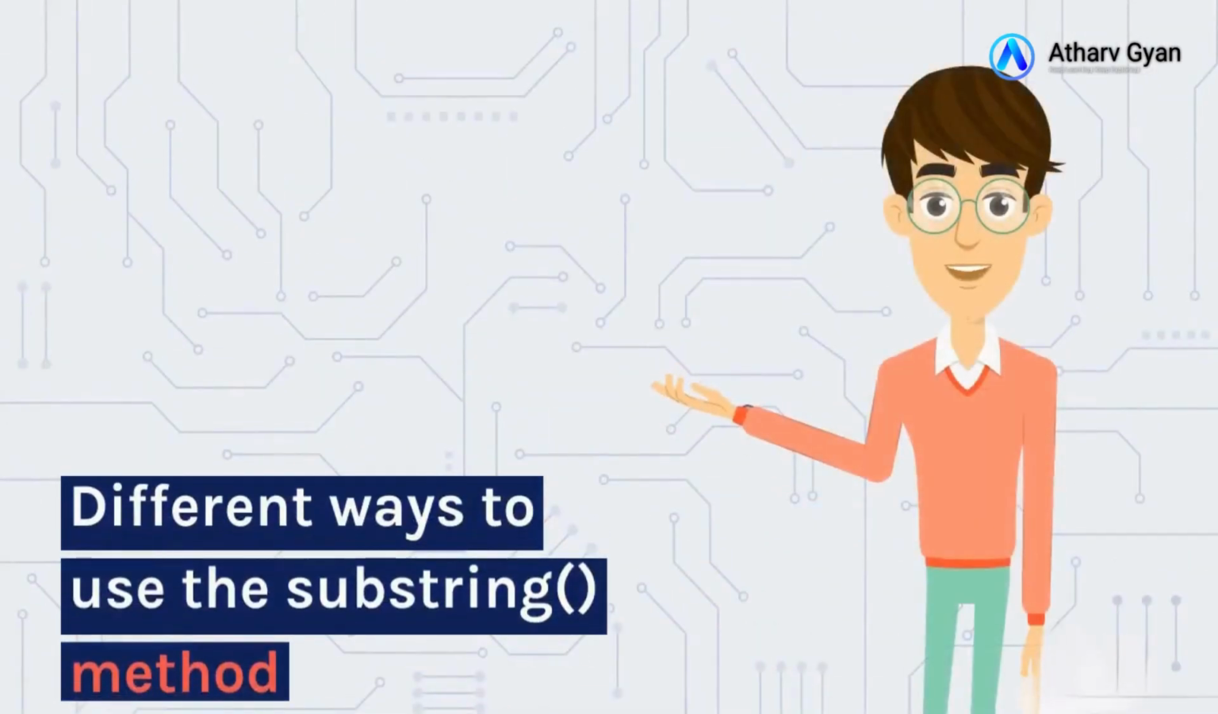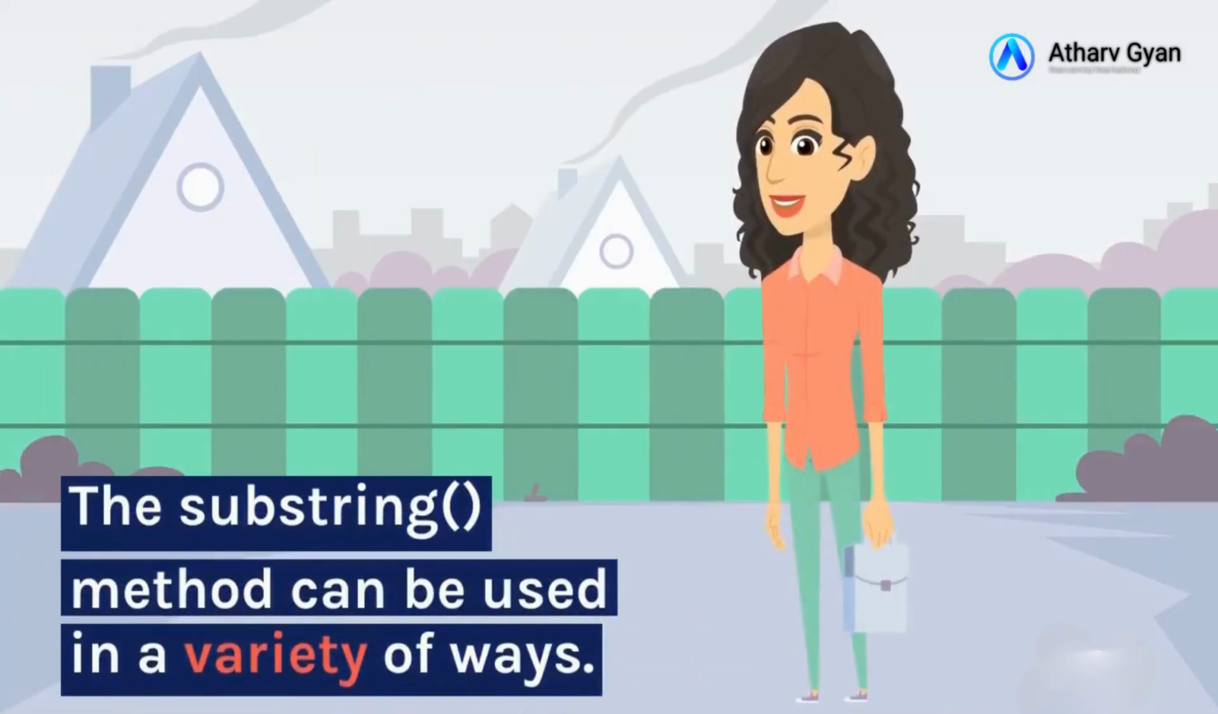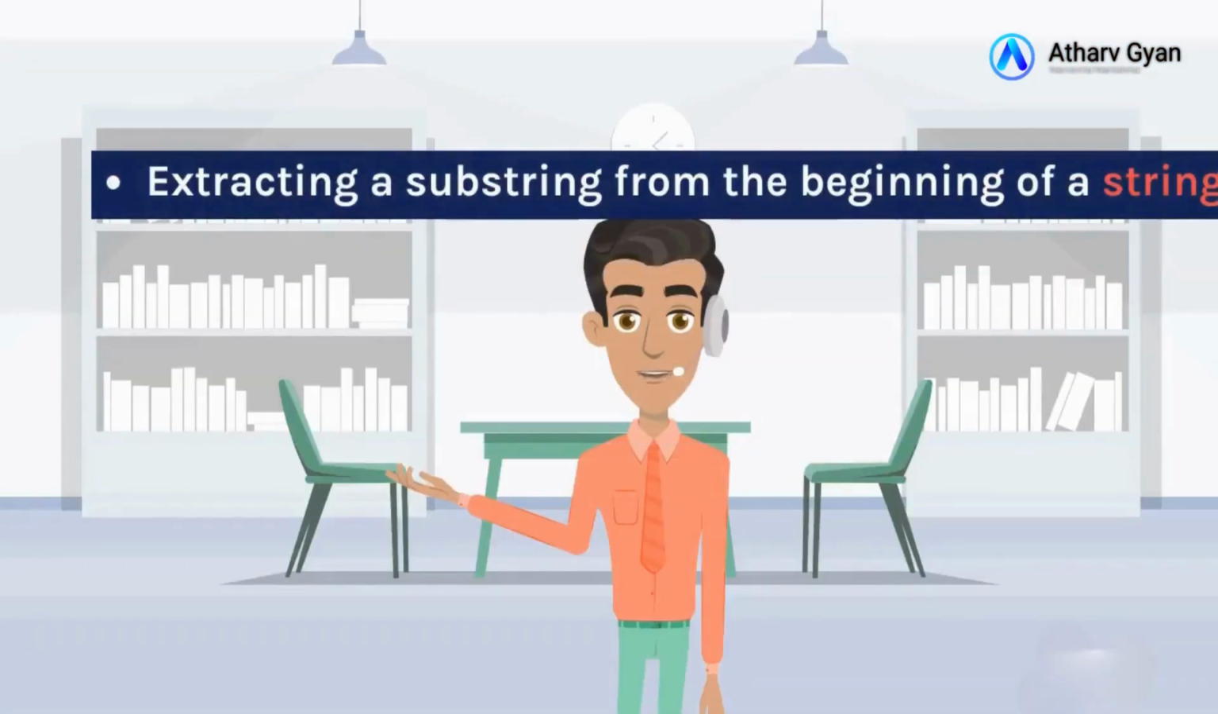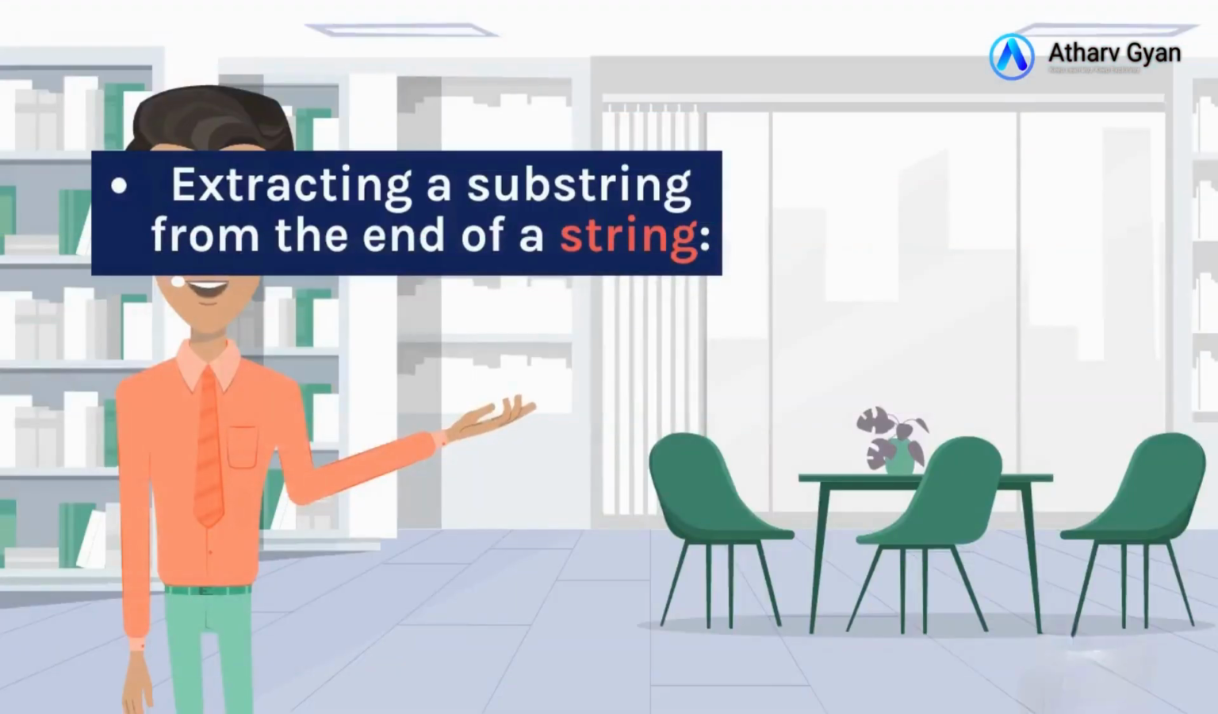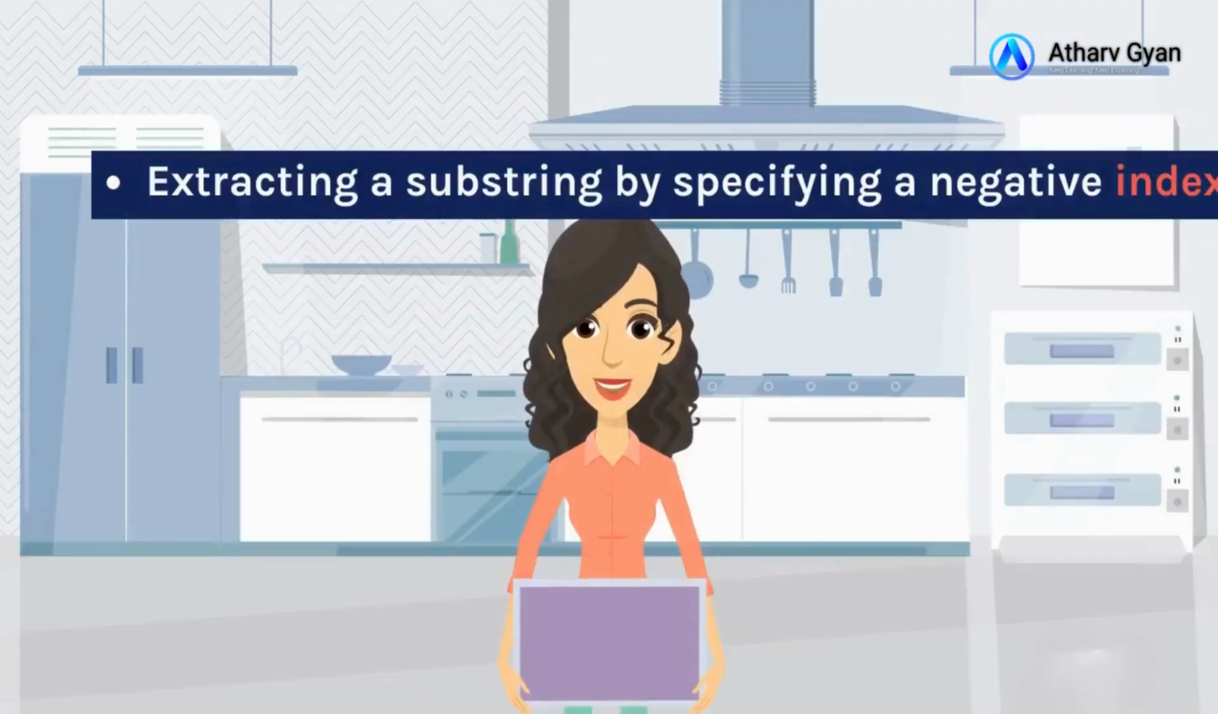Different ways to use the substring method. The substring method can be used in a variety of ways. Extracting a substring from the beginning of a string. Extracting a substring from the end of a string. Extracting a substring by specifying a negative index.